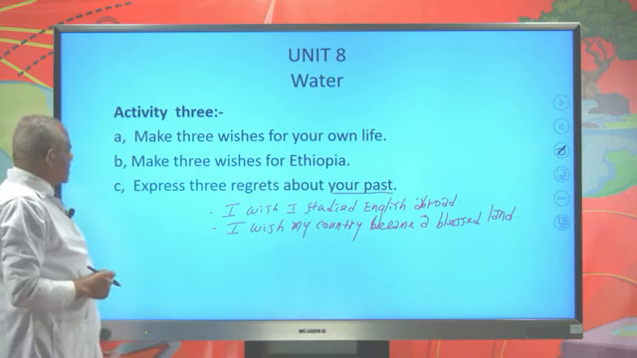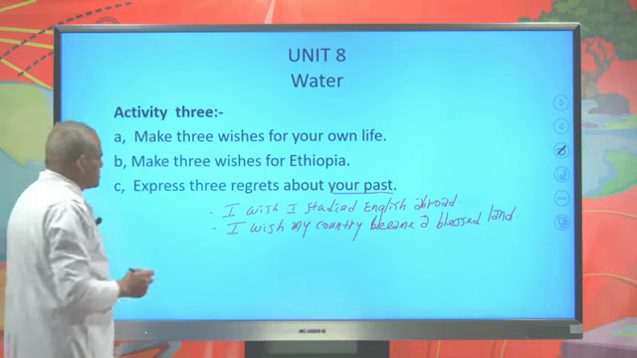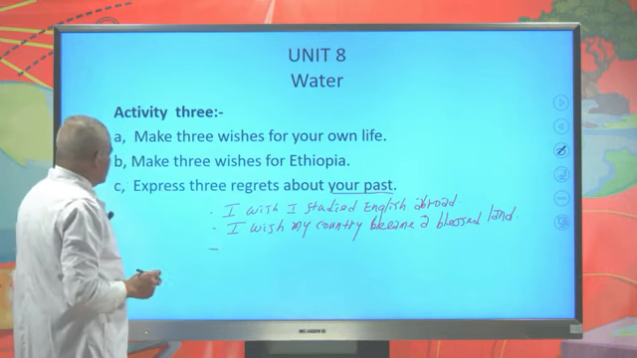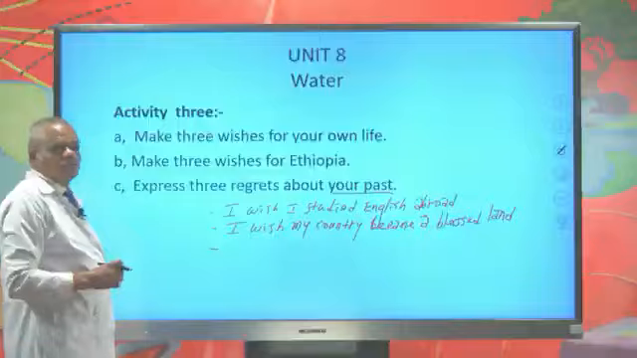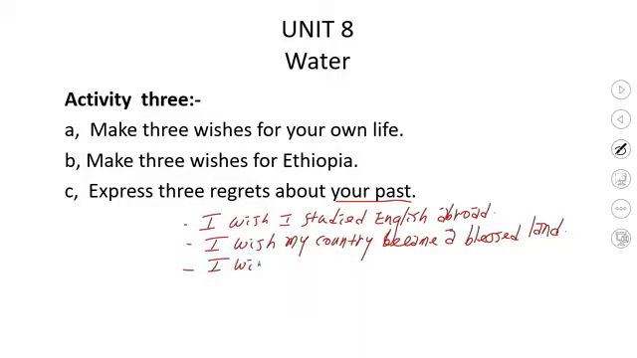So express 3 regrets about your past. Okay, so in such a case, express 3 regrets about your past. I wish I had 5 children. I wish I had 5 children.